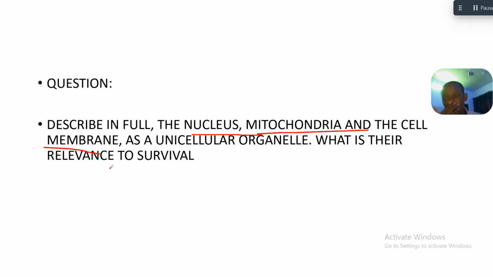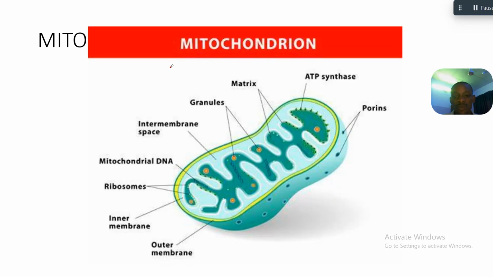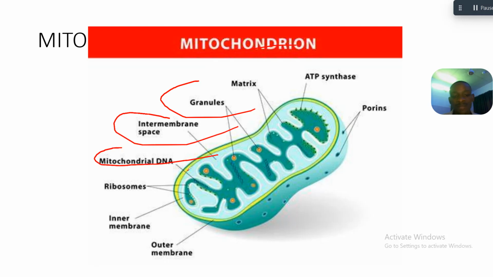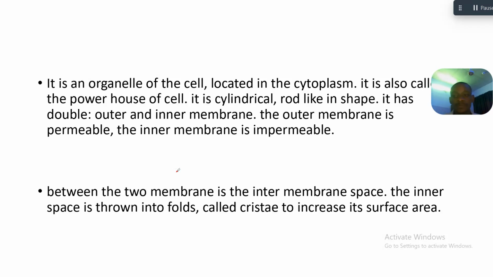All right. So the sequence of answering this question, first of all, you talk about what they are telling you about, and next you talk about the importance, the relevance of it to survival. Okay. So next, this is the mitochondria, right? This is the shape and everything. Okay. You see the granules. You see the intermembrane space, all right? You see the mitochondria, DNA, and the ribosome and everything. All right. So let's proceed.